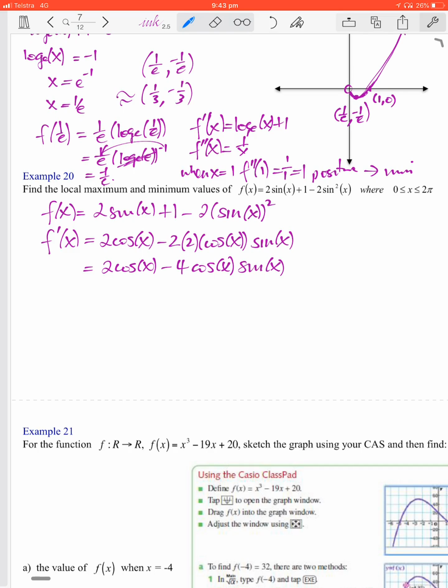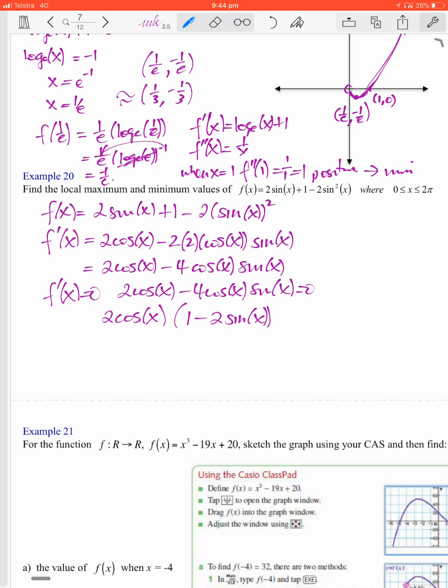Now it says find the maximum and minimum values. So if f dash of x equals 0, we get 2 cos x minus 4 cos x sine x equals 0. We can take out 2 cos x as a common factor, and we're left with 1 minus 2 sine x equals 0. So we get 2 cos x equals 0, and then we get 1 minus 2 sine x equals 0. Here we get cos x equals 0.